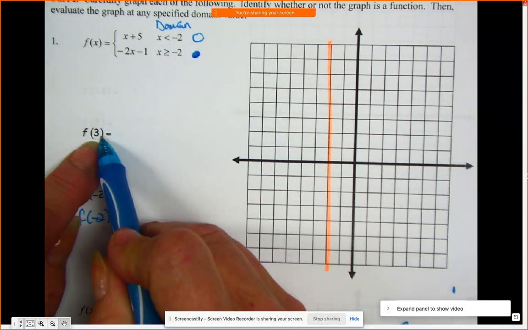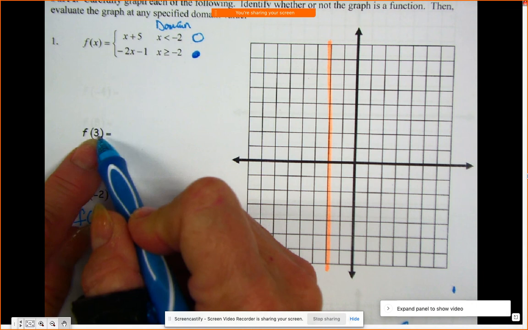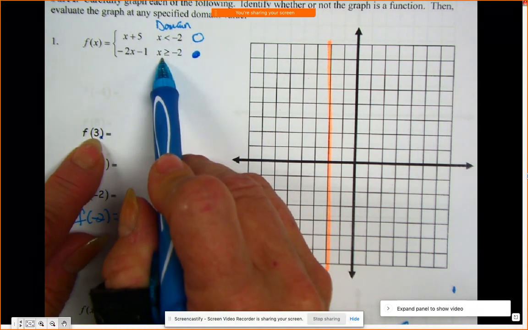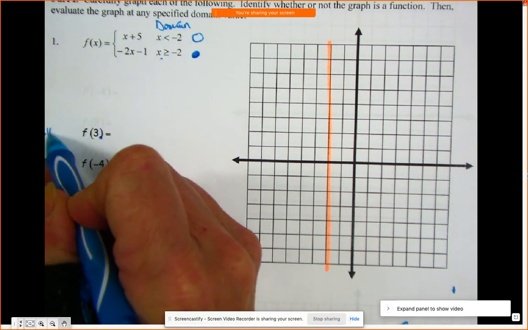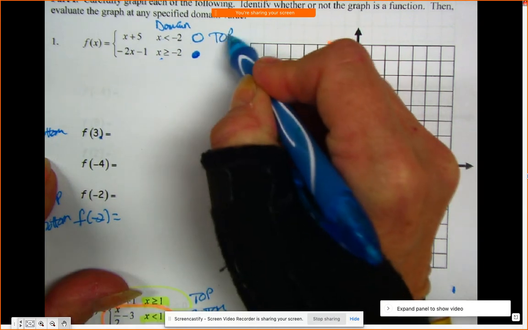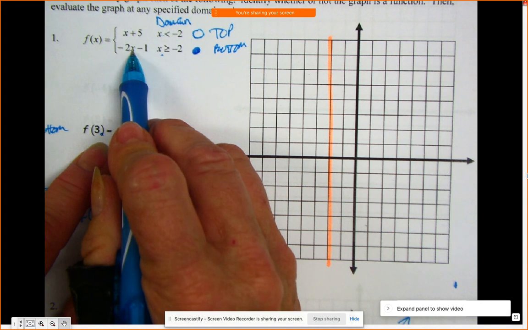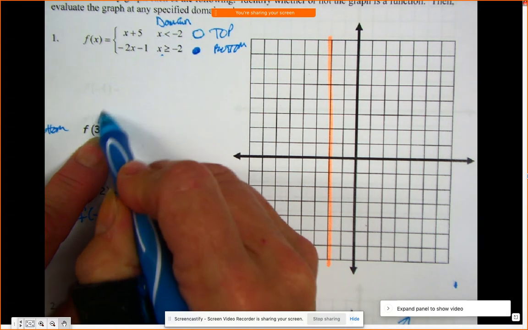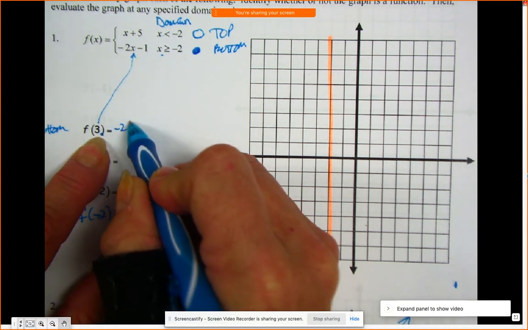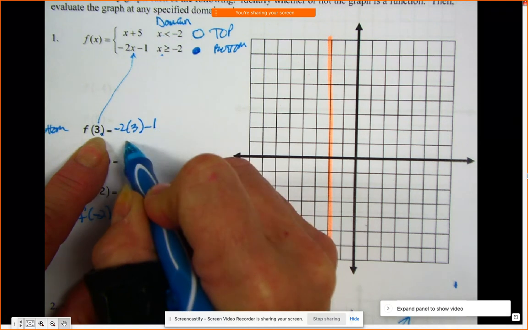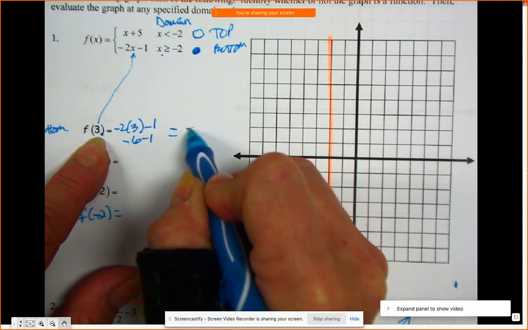They say, what's f of 3? So they're saying when x is 3, which domain does it fall into? And it falls into the bottom one. Okay, this is top, this is bottom. All right, so f of 3, I'm sticking it in. Instead of x, I'm sticking the 3 in right there. So -2 times 3 minus 1. I get -6 minus 1, which is -7.